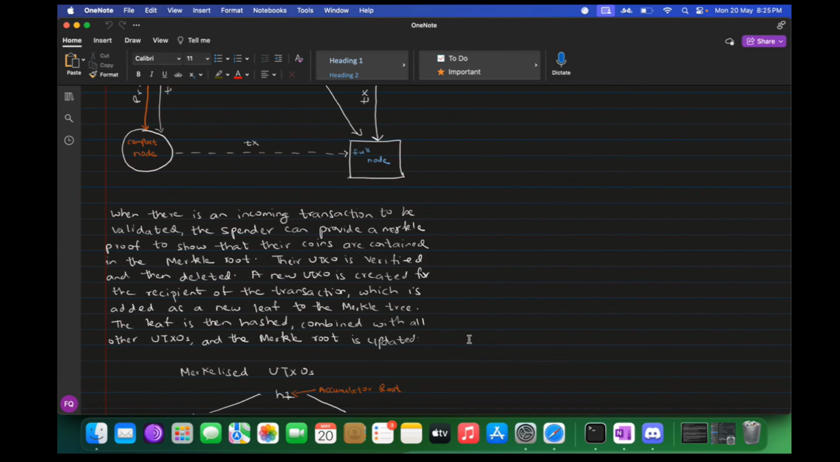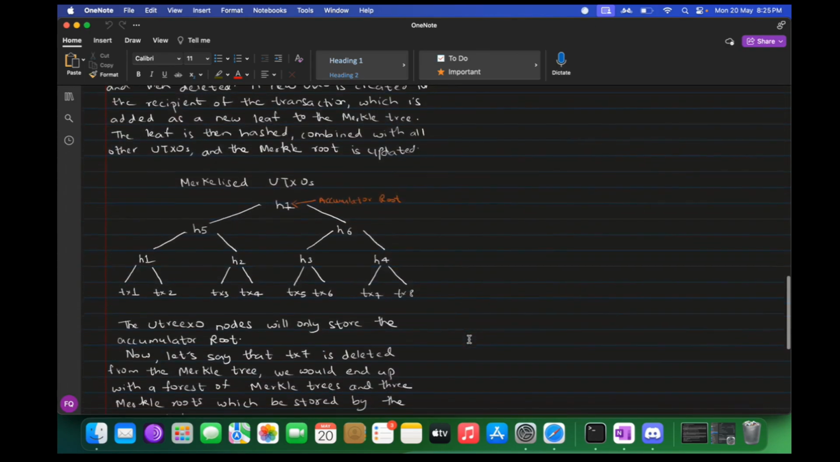Okay, so what the compact node has to do is delete the existing UTXO from the Merkle tree, and append the new UTXO that this transaction is creating to the Merkle tree. Then it needs to update the Merkle root, store that Merkle root, and then pass that transaction along with the proof of inclusion.